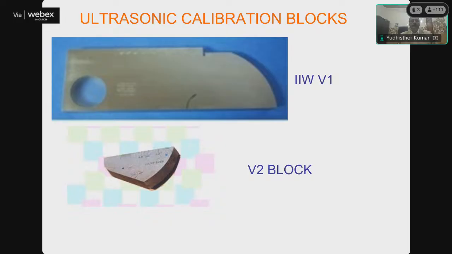This V2 block is a similar type of application, but for setting up the ultrasonic test setup for a small range, like 5 mm or 10 mm thickness block measurement.